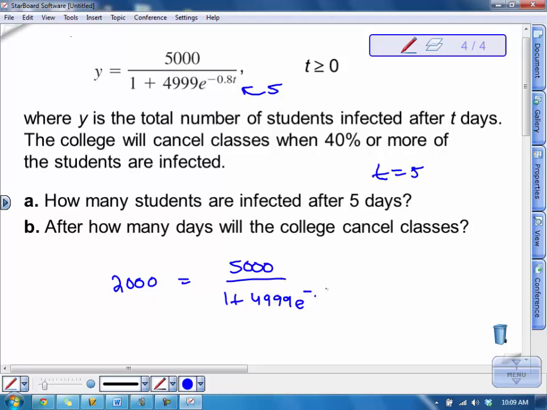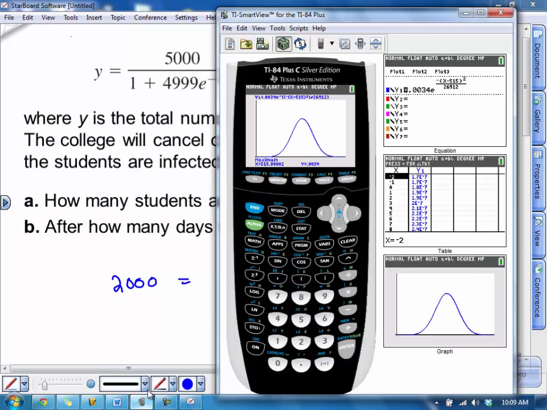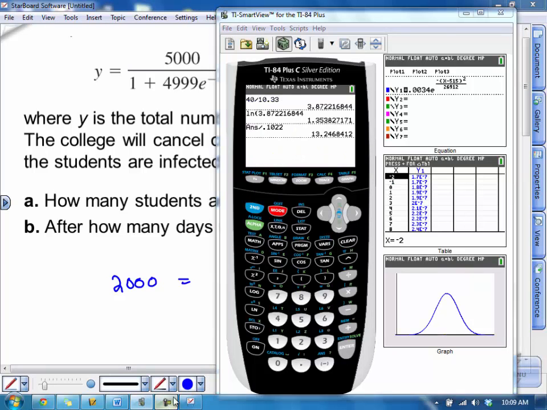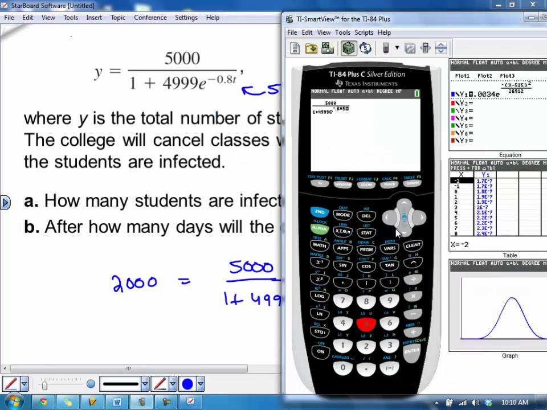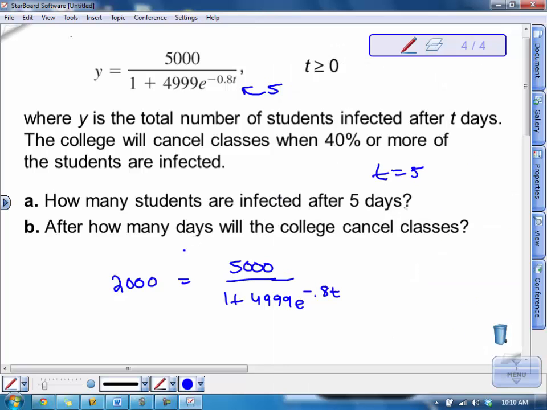For this equation, we want to solve for T, which is a little bit tricky to solve algebraically, but it's good practice, so we're going to go ahead and try it. First, let's plug in 5 for T into the calculator. I'll show you what you get when you plug that in. Okay, I think I plugged it in right, hit enter, and you get 54. So it looks like 54 students are affected after 5 days.